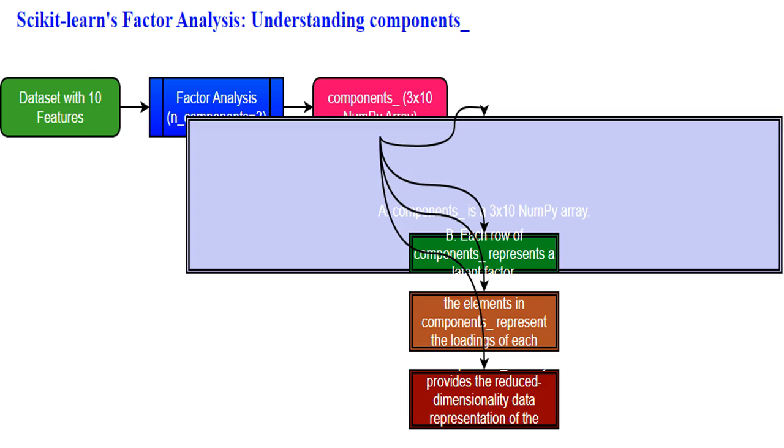Remember, we're using factor analysis with 3 components and a dataset of 10 features. Therefore, the resulting components array will naturally have 3 rows, 1 for each component, and 10 columns, 1 for each feature. Think of it like a matrix showing how much each feature contributes to each of the 3 underlying factors. It's all about the matrix multiplication.